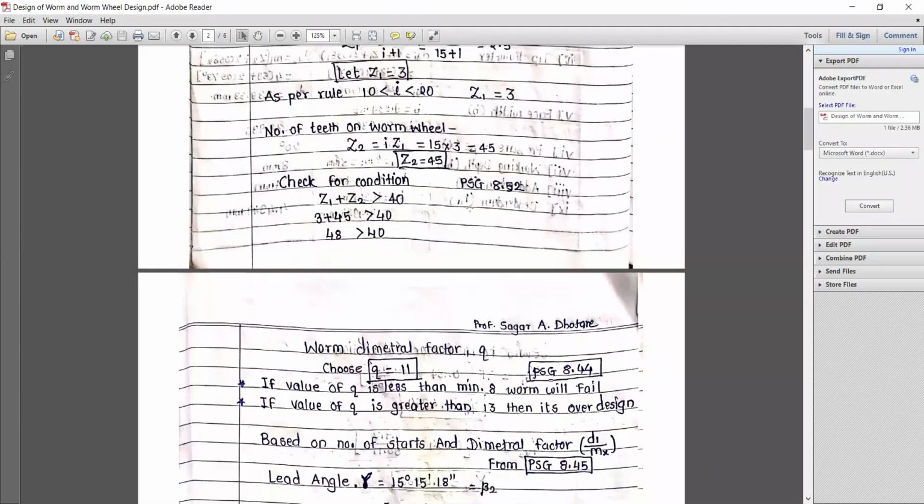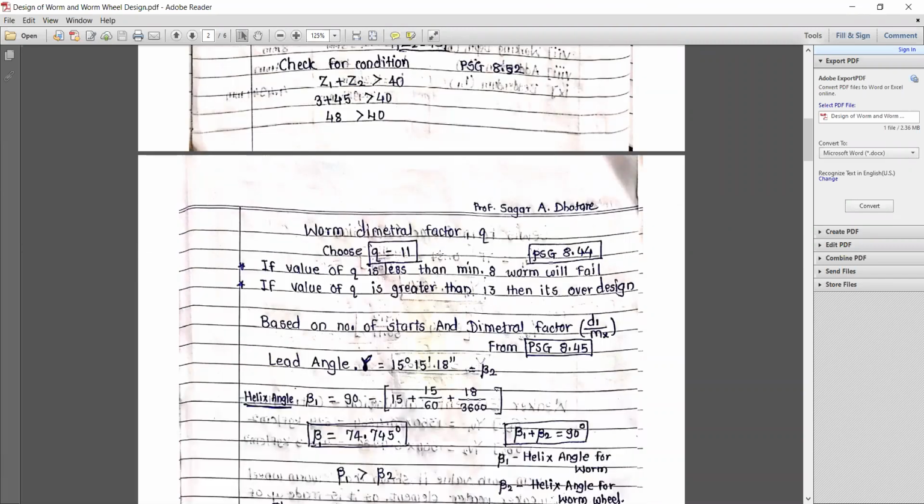Here they have given the condition for factor y that Z1 plus Z2 should be greater than 40. In our case, Z1 plus Z2 directly is 3 plus 45, equal to 48. So we are satisfying this condition.